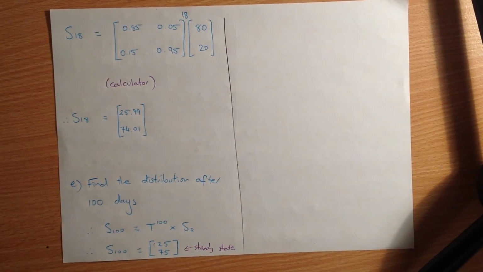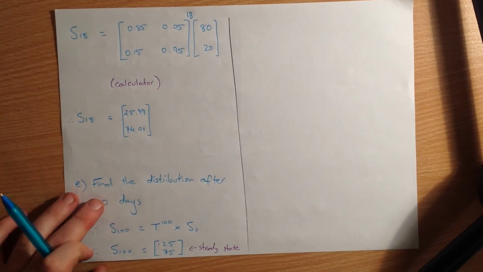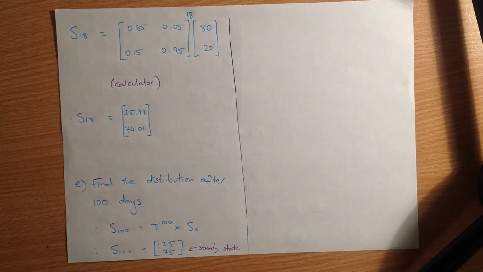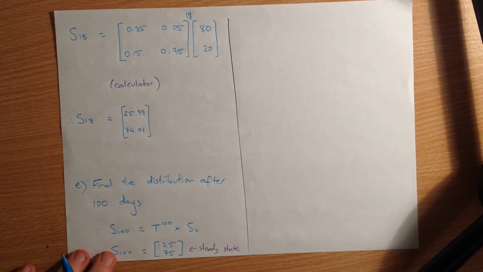How do I know it's the steady state? Well, I checked. I did S of 150 in my calculator, and that said, yep, that's still 25, 75. I did S of 200 in my calculator, that was 25, 75. We actually reached the steady state after, I think it was about 25 transitions. So there you go. But I think always, just to be safe, if you're asked to find the steady state, push it out to 150, just to really be safe.